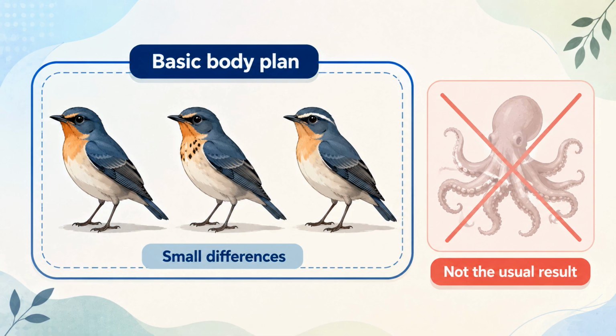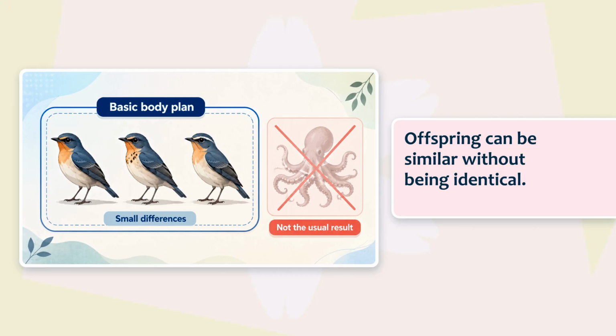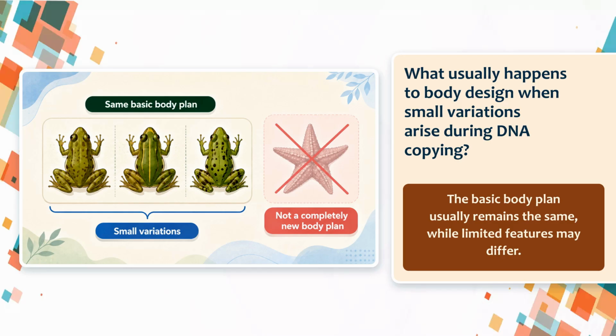Small copying differences can alter limited features without making the organism completely different or replacing the shared body design. That helps correct an either-or misconception. Offspring can be similar without being identical. Small variation fits inside a shared basic body plan. Look for the largest shared structure before focusing on the smaller differences.